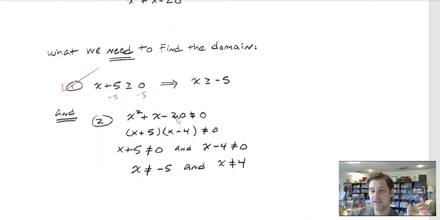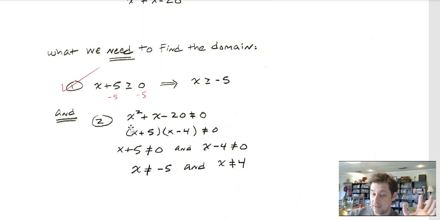That's what you're dividing by. I can't have that be 0. So I put x squared plus x minus 20 not equals to 0. The way I would solve this is by factoring it. Factoring is another topic that I can help you with, but I'm going to take it for granted in this video. I factor it, and then each factor leads to an answer.